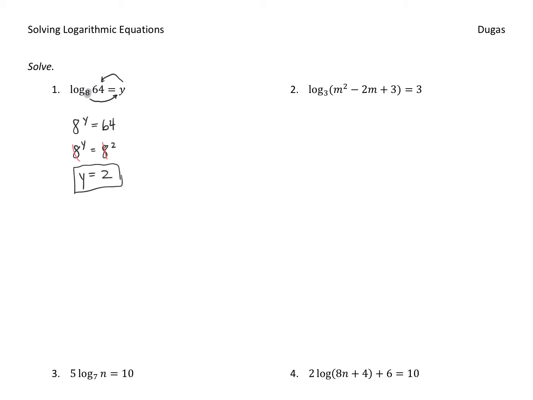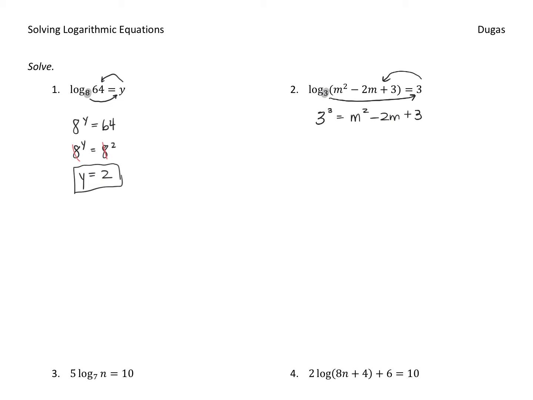Number 2, the left-hand side is all logarithm. So it's log base 3 of this expression. So since the logarithm is by itself on the left-hand side, I'm good to go ahead and rewrite it in exponential form. So first, identify the base. So the base is 3. You're going to raise it to the power of 3 because you go across the equal sign. And then set it equal to the argument, or what you're taking the log of. So m squared minus 2m plus 3.